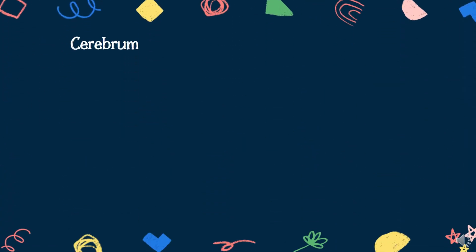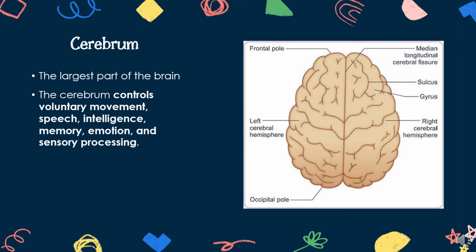Now we have the cerebrum. The cerebrum is the largest part of the brain. It controls voluntary movement, speech, intelligence, memory, emotion, and sensory processing. In the image, we can see the left cerebral hemisphere and the right cerebral hemisphere. And the one that is dividing the two hemispheres is what we call the longitudinal cerebral fissure. We also have the sulcus, or shallow grooves, and gyrus, the elevated ridges.